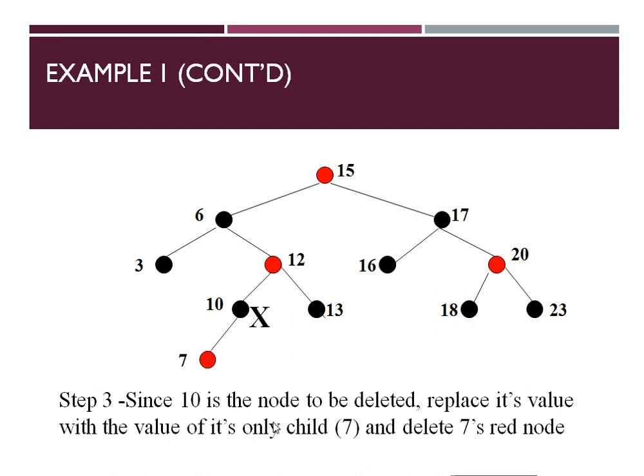Then since 10 is the node to be deleted, here we found the node that we want to delete. Simply we need to replace its value by its child, since it has only one child. So we'll remove this 10 from here and we'll replace the value with 7, and this 7 will be replaced by null.